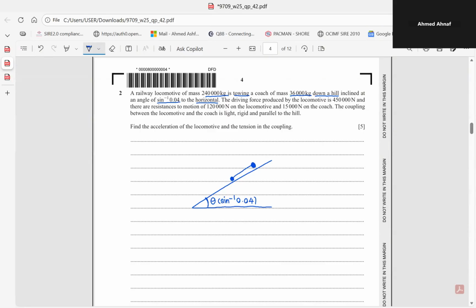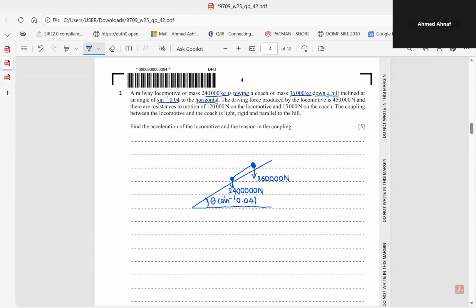So the locomotive has weight 240,000 g or 2.4 million newtons. And the coach has 360,000 newtons as its weight.